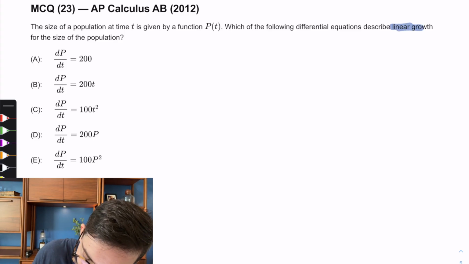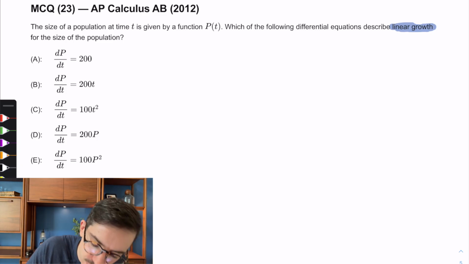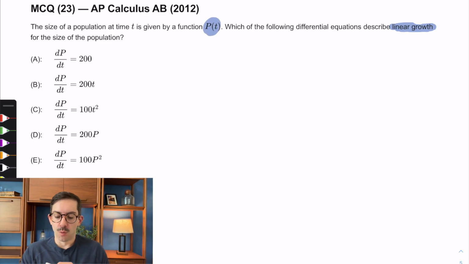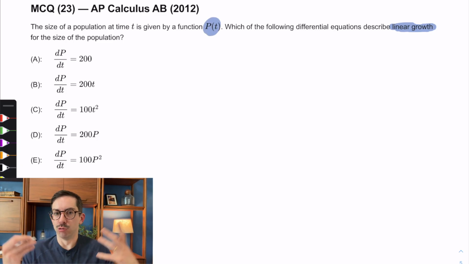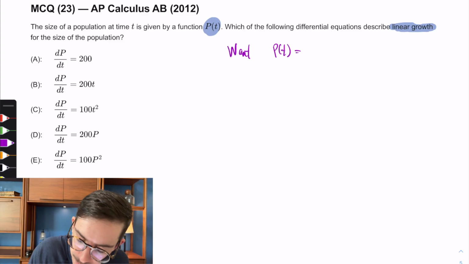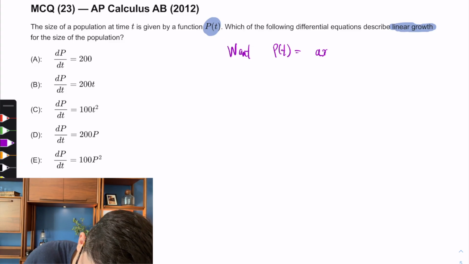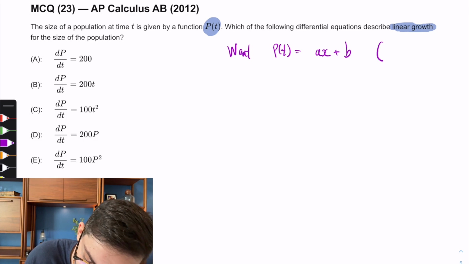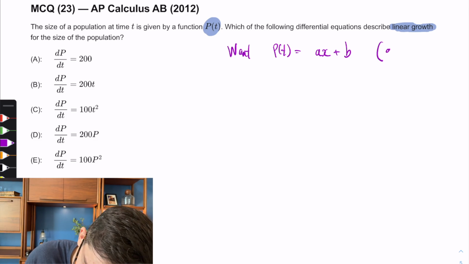Okay, so the key thing I want to focus on here is linear growth. So this function p, we want it to grow linearly. We want it to be a linear function. So we want p of t equals some linear function. And we know that a linear function looks like ax plus b, where a and b are constants.